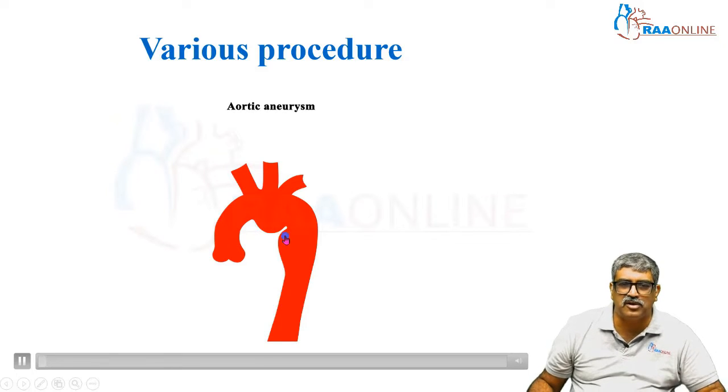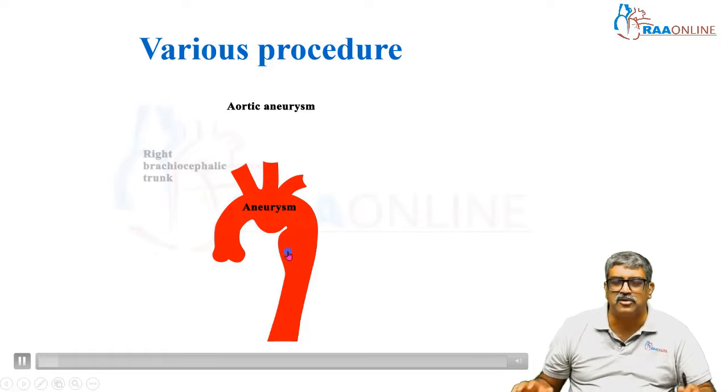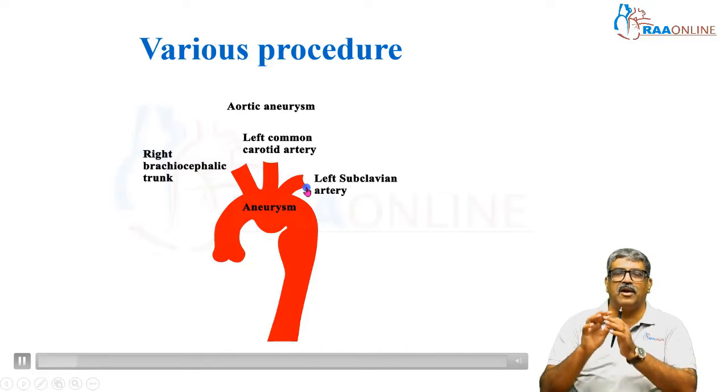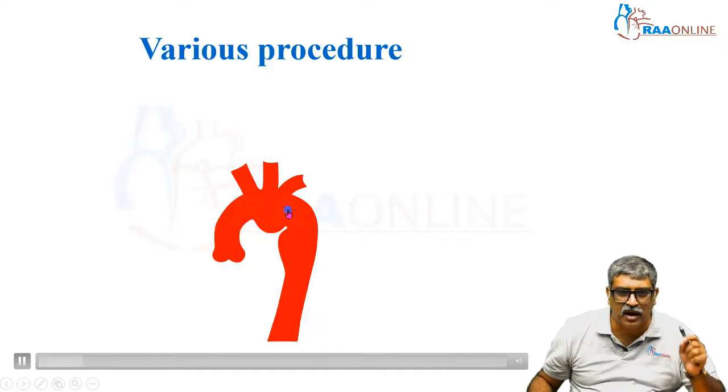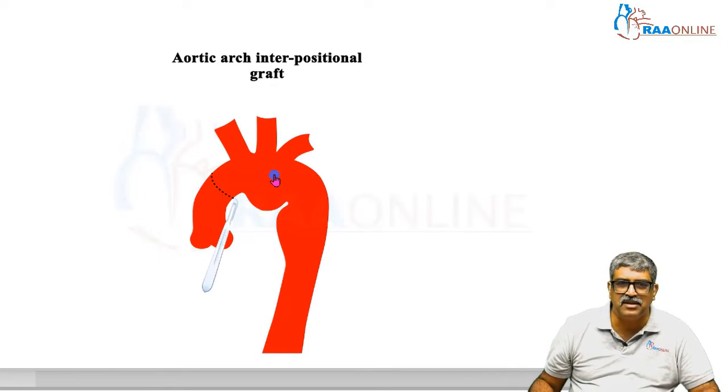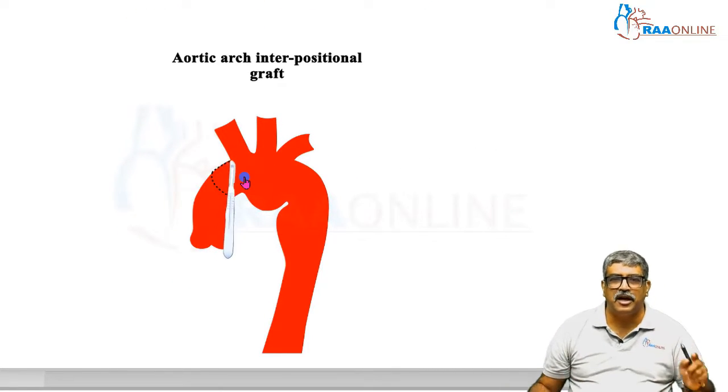Here you have an aneurysm of the arch as well as the descending thoracic aorta. So what are the various options? You have to look at the blood vessels. Right brachiocephalic, left common carotid and left subclavian are the vessels which arise from the aneurysm. Now what we are going to do is just replace this aneurysmal part, that is interpositional graft.